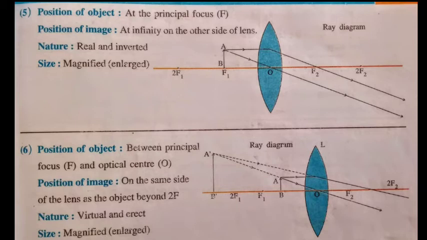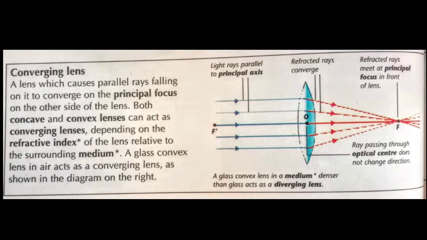What is the meaning of the virtual image? The image which cannot be obtained on the screen is the virtual image. So these are the 6 cases of the convex lens in which we have put the object at different positions, and we get the image on the other side of the lens, and we get two types of image, real and virtual. Now let us understand the converging lens.